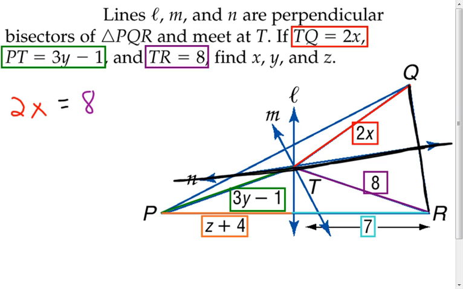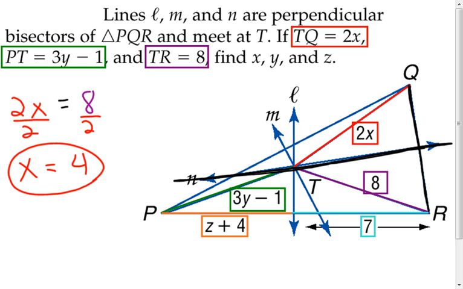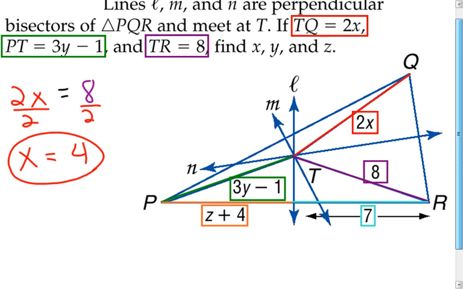Now I have an equation that I think is going to be pretty straightforward to solve. I'm going to divide both sides of my equation by 2, and I just found out that x equals 4. One variable down, 2 to go. I'm going to get rid of that so it doesn't create more confusion. Now I'm going to go to y.